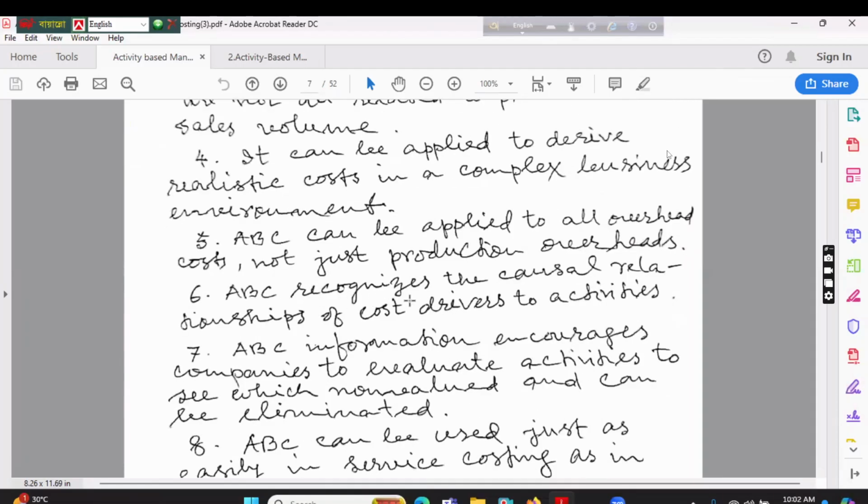Number 6, ABC recognizes the causal relationships of cost drivers to activities. A cost driver, that means activity cost drivers. Relationship between activity cost drivers and activities.